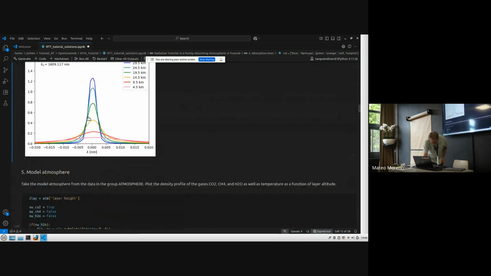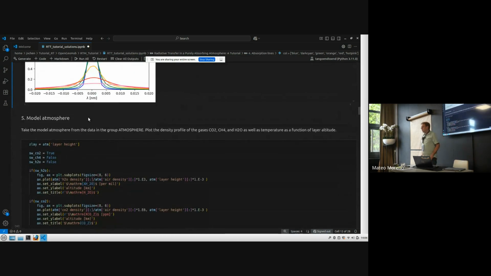The next thing is, now we understand a bit the cross sections, but we have to get the optical properties of the atmosphere. We have to multiply the cross sections with the number of molecules we have in the atmosphere. Makes sense, right? So go into the group atmosphere and simply plot the profile of some species, which here is CO2, methane, and water vapor. See how the concentration changes with altitude.